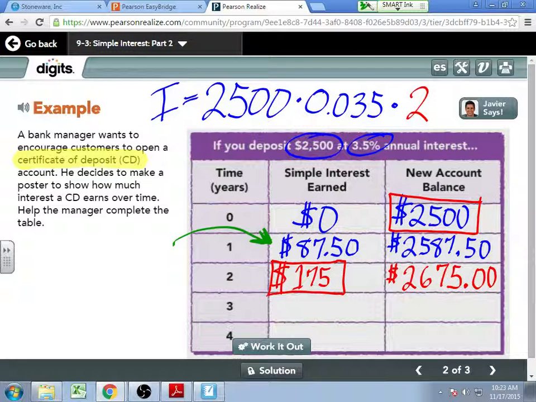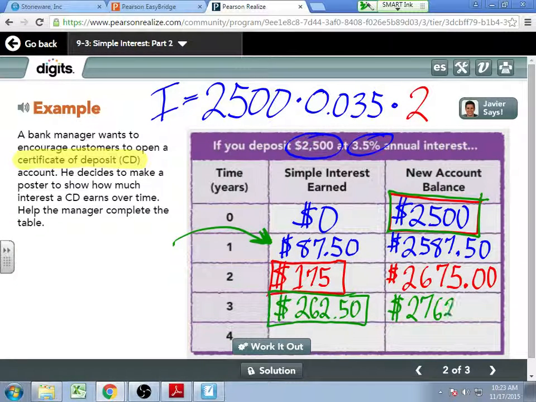So 87.50 times 3, or the amount of interest made after 3 years, will be 262.50. Now I add my principal amount with my total interest earned, and I get 2,762.50, and for the decimal, 50 cents. And then in the end, is this bad?